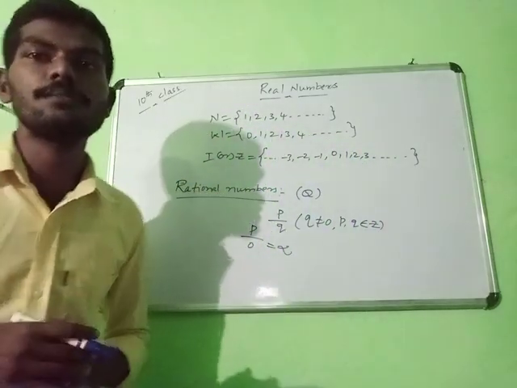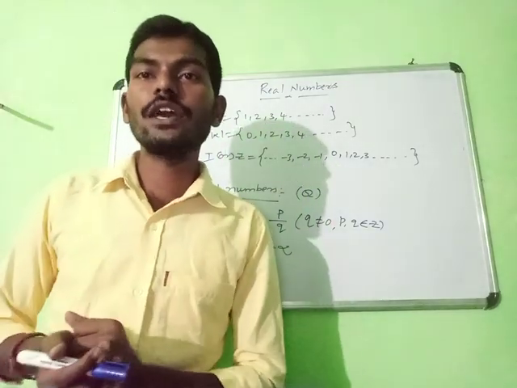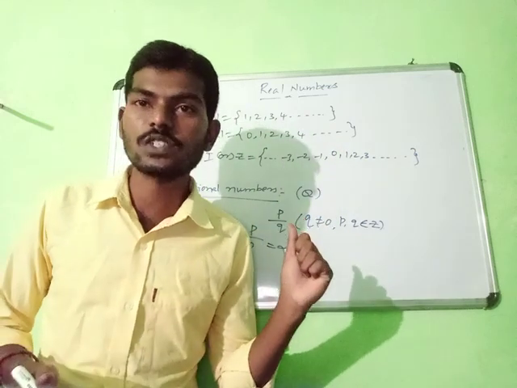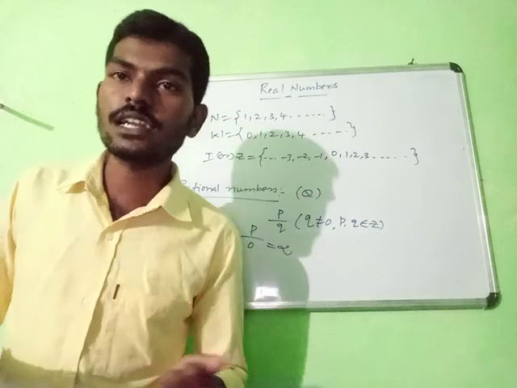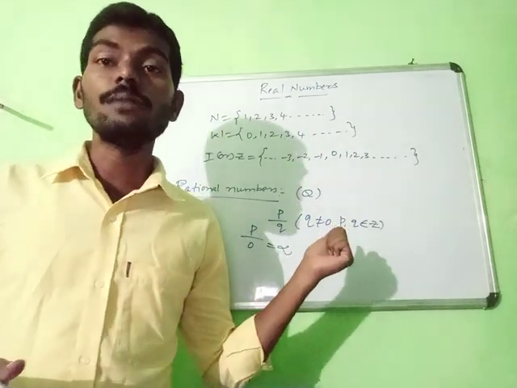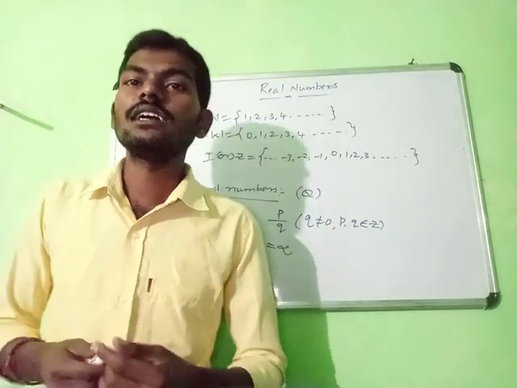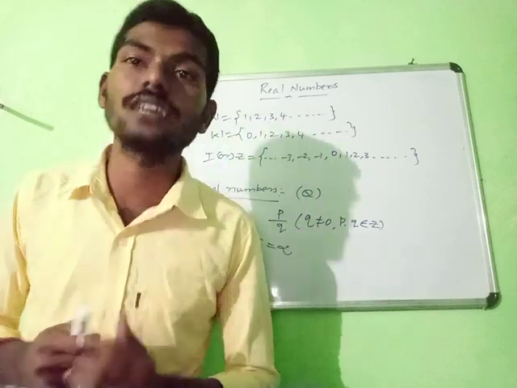So, what are rational numbers? The numbers which are written in the form of p by q, where q is not equal to 0, and p, q belong to Z, are called rational numbers. These numbers are denoted by the capital letter Q. Then, what are the types of rational numbers? There are two types of rational numbers in decimal expressions.